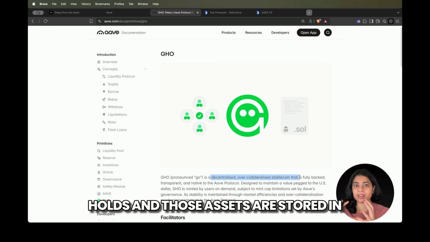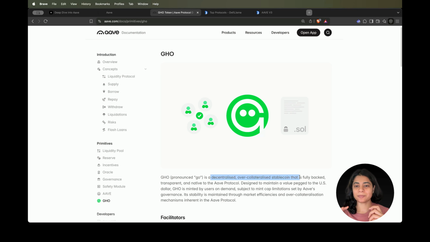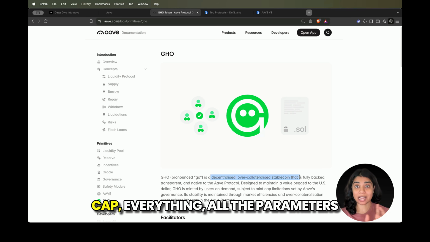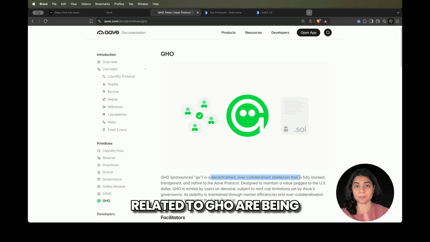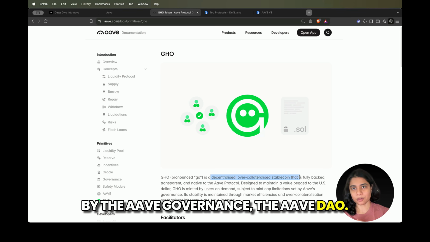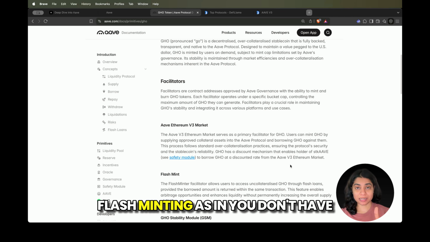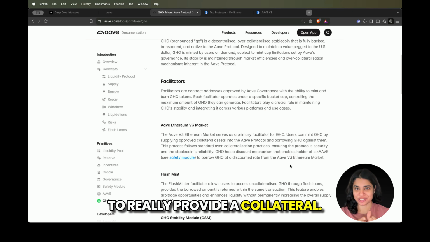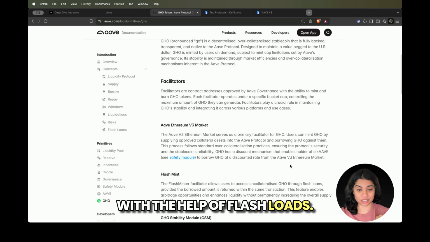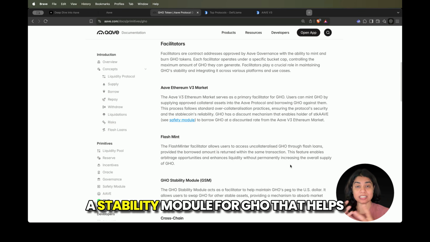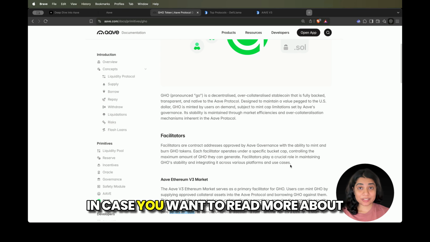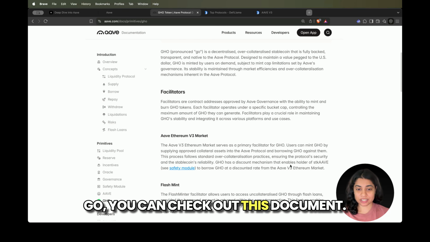And those assets are stored in the smart contract, and the GHO interest rate, the supply and borrow caps, all the parameters related to GHO are governed by the Aave governance, the Aave DAO. Basically, with GHO, you can also do flash minting, as in you don't have to really provide a collateral. You can still mint GHO, which is done with the help of flash loans. And then we also have a stability module for GHO that helps to maintain the GHO peg to $1. In case you want to read more about GHO, you can check out this document.